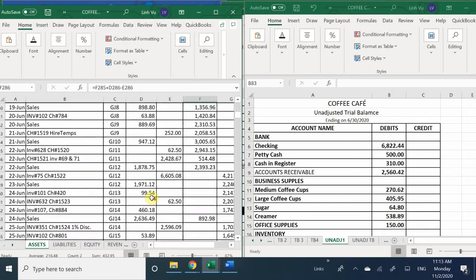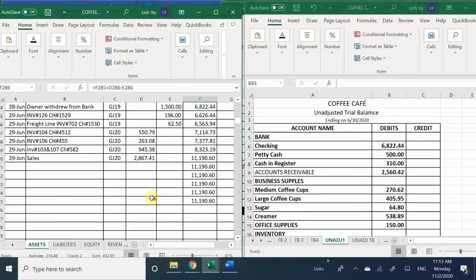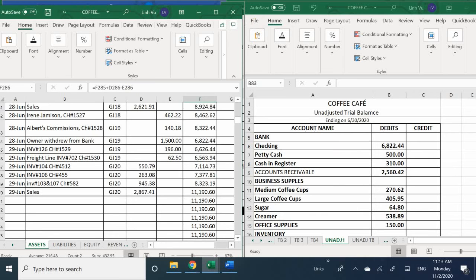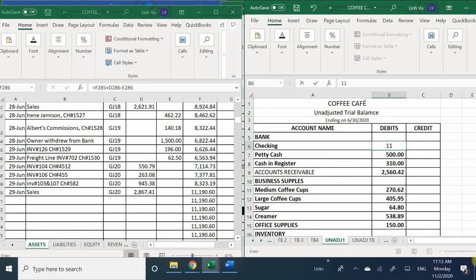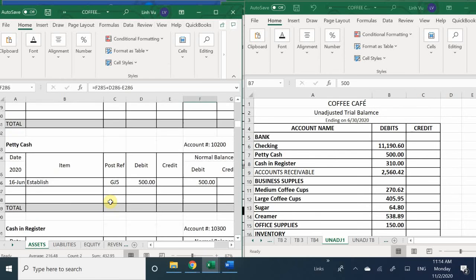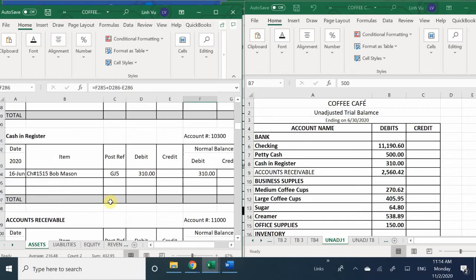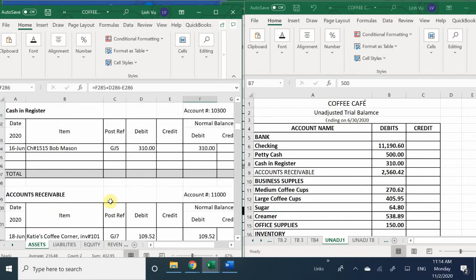So what is my total amount in my checking account? 11,190.60, which I forgot. We also need to make sure that you do your cash deposits before the end of the day. All right. So we'll go ahead and just continue. So what about petty cash? Petty cash, we didn't make any changes to it. Same thing with the cash in the register.